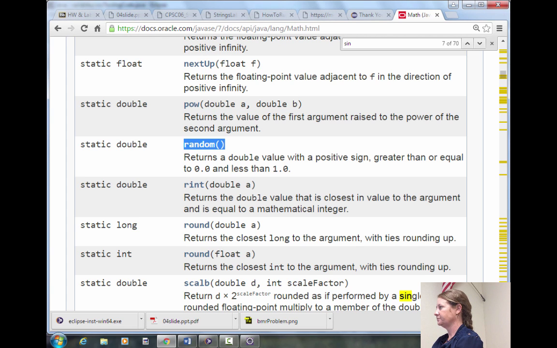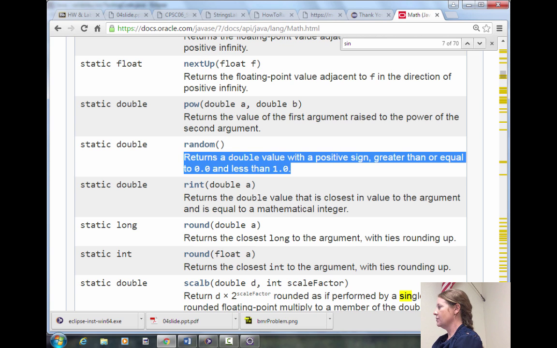In fact, if I wanted to find a random number, let's say I wanted to use this class called random. It's part of my math library. It tells me what it does. It returns a double value with a positive sign greater than or equal to 0 and less than 1. Okay, so it's going to give us a number between 0 and 1.